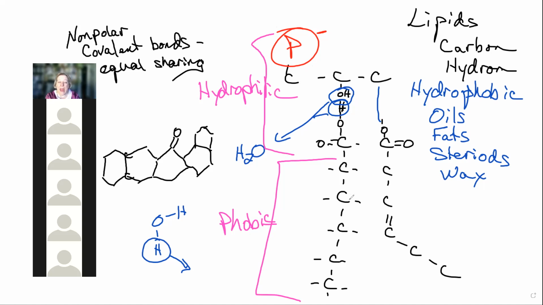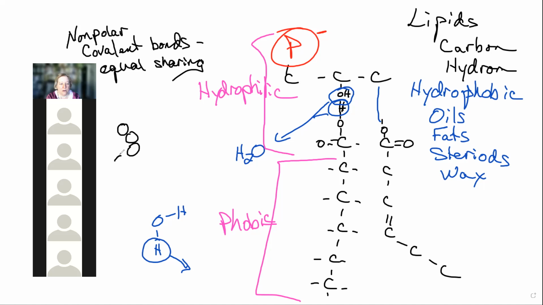And so what happens with these phospholipids, here I'm going to get rid of my steroid here, if I put them in water, is the heads are going to line up with the water, and their tails are going to go inside, away from the water. They're being excluded by the water. So I've got water out here, no water on the inside.